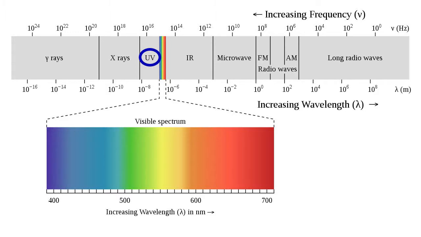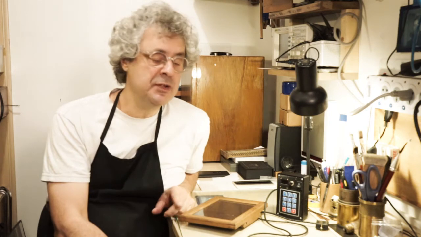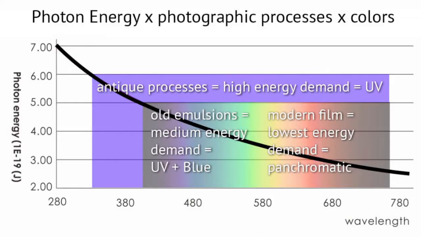UV light goes up to 400 nanometers in wavelength. Beyond that, it's already the blue part of the visible spectrum. And the reason why these printing processes need UV is just because a photon in the UV part of the spectrum carries more energy than the ones corresponding to the visible part.